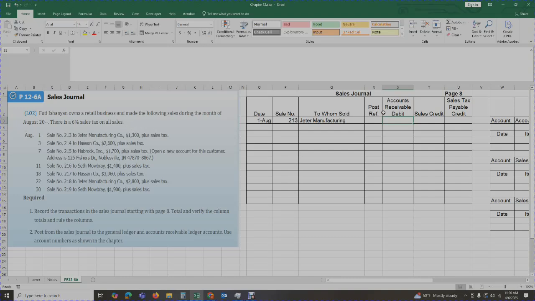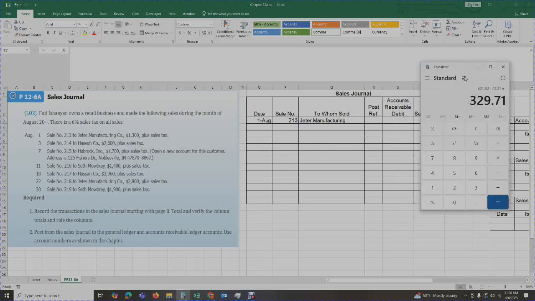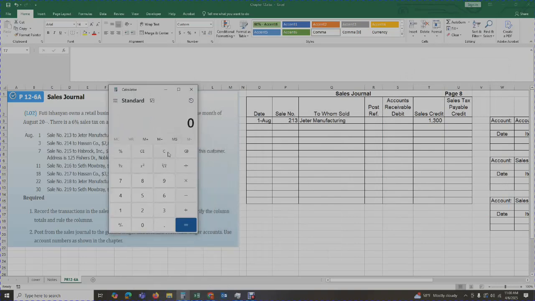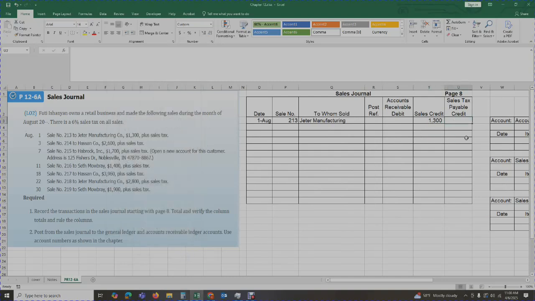We need to figure out how much Jeter Manufacturing owes me. Well, Jeter owes me $1,300 for the sale. That's the sales amount. Let me put in commas, that way it's easier to read. That is what we sold in product. But we also have to collect a 6% tax. So we've got 1,300 times 6% tax. That gives me a tax of $78. So on top of the 1,300, I have to collect $78 in taxes.